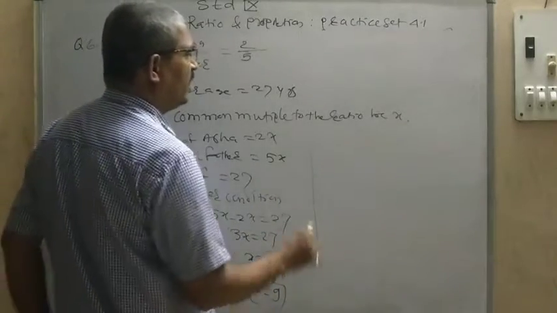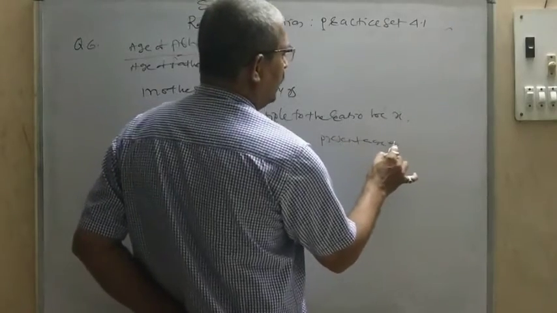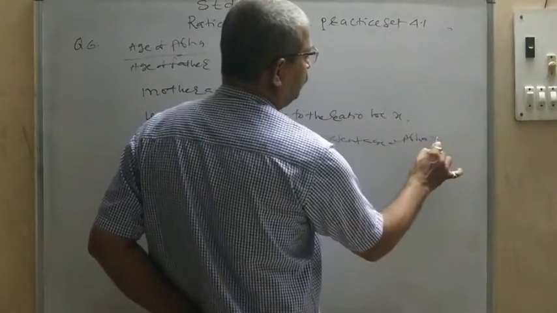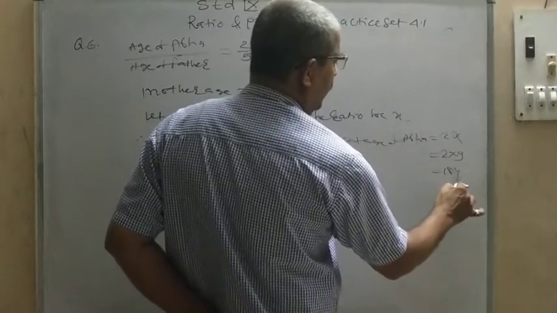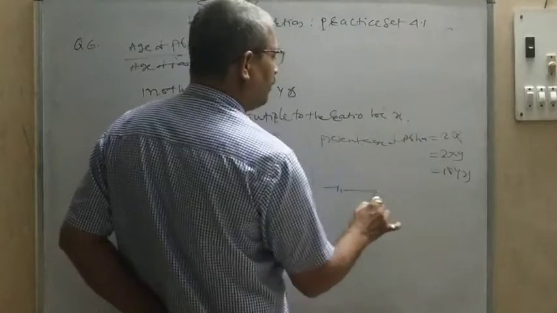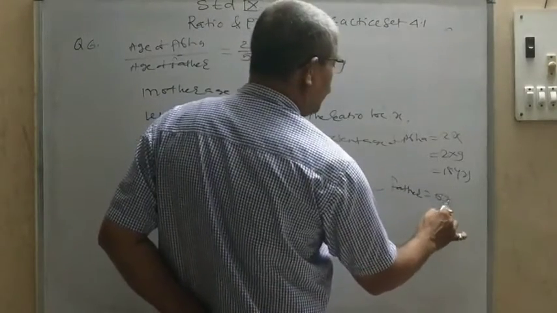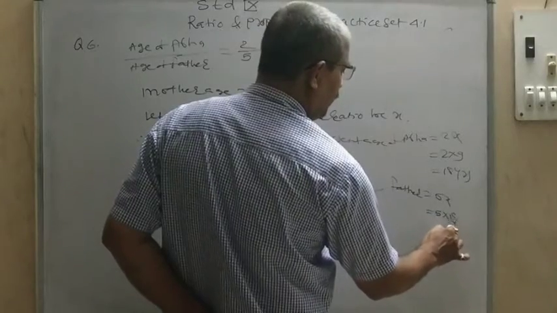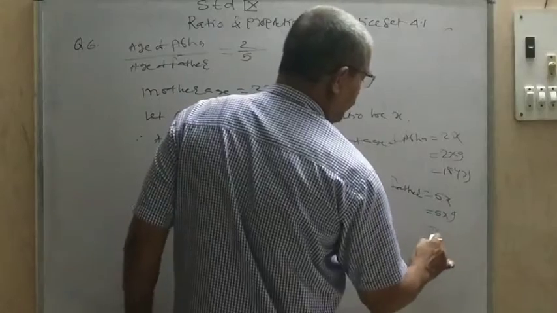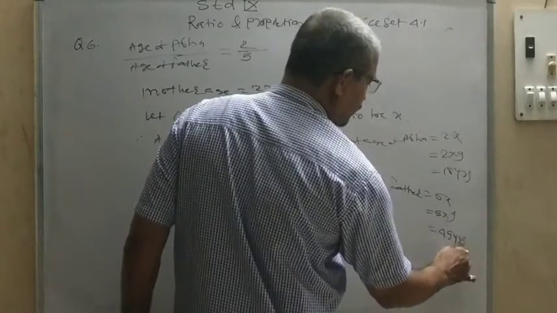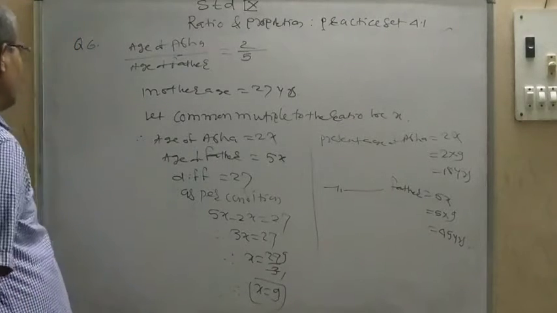Now we want the present ages. Present age of Abha is equal to 2x, means 2 into 9, 18 years. Present age of father is equal to 5x, means 5 into 9, that is 45 years. This is a very simple question.